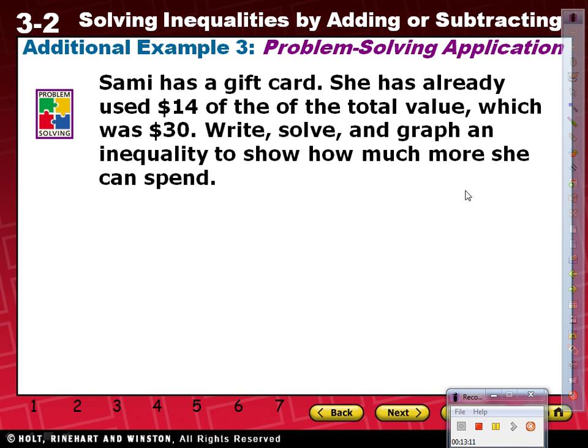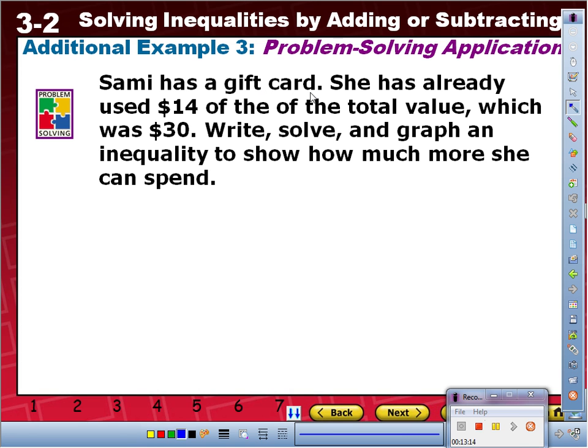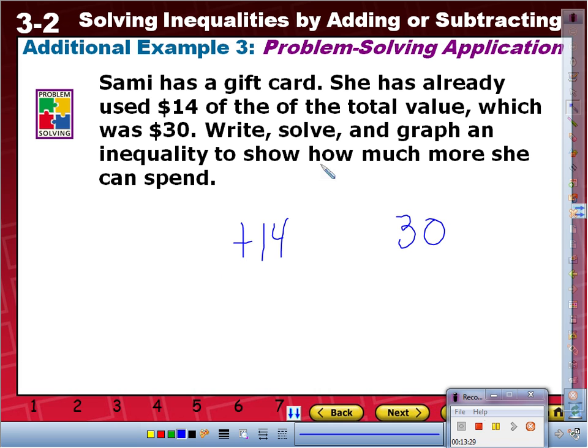Check this out. For example, it says, Sammy has a gift card. She has already used $14 of the gift card. So how much has she used? $14. Okay. And the total value was 30. I'm going to write 30 over here. Who remembers when we did guess and check tables that the total was always to the right? Remember that? All right, so I'm going to write this one over here.